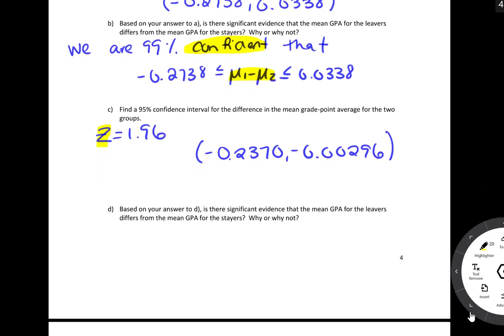So in part D, we say, based on your answer, is there significant evidence that the mean GPA for the leavers differs from the mean GPA for the stayers? Why or why not? Well, notice in this case, we're only 95% confident, so we've reduced our level of confidence, but now we do have evidence that they differ because that entire interval lies below zero.